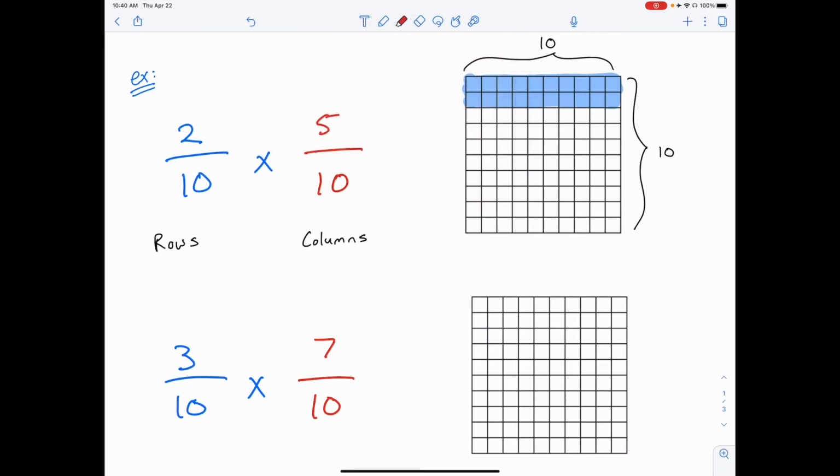Then we're going to change to red to show that we're going to color in 5 out of the 10 columns. So we're going to color in 5 columns as best as we can as well.